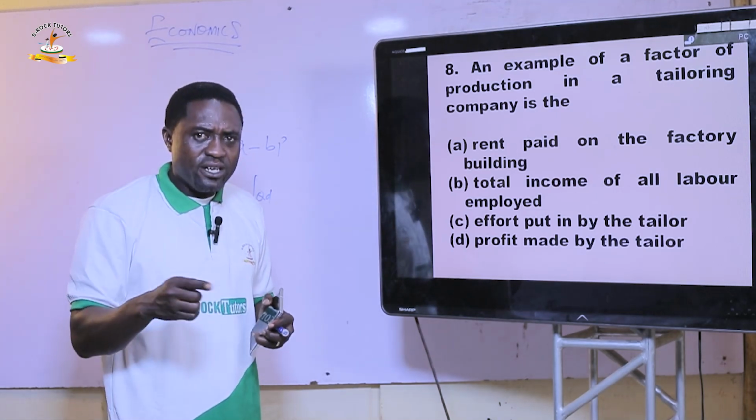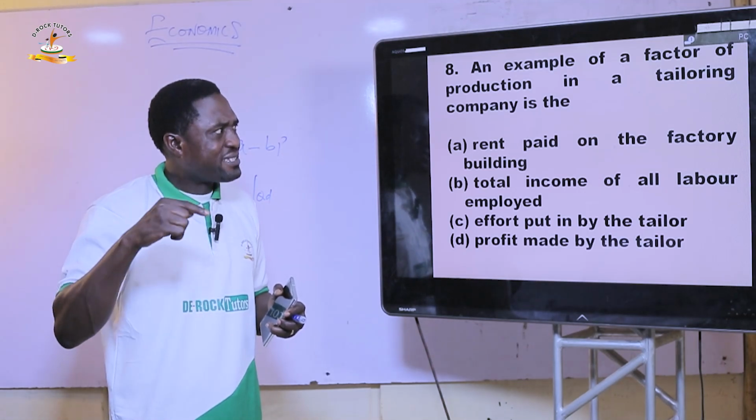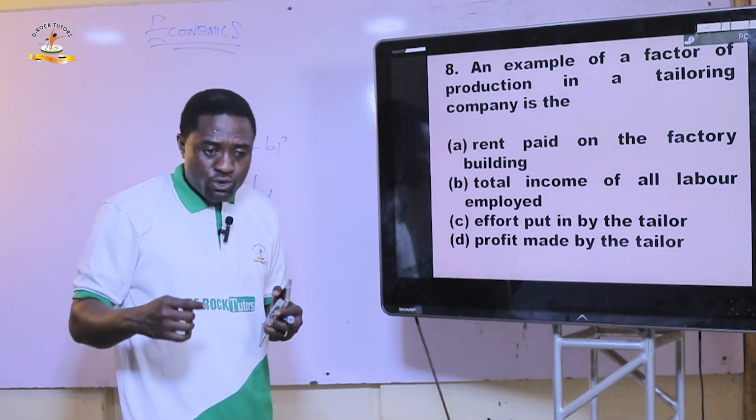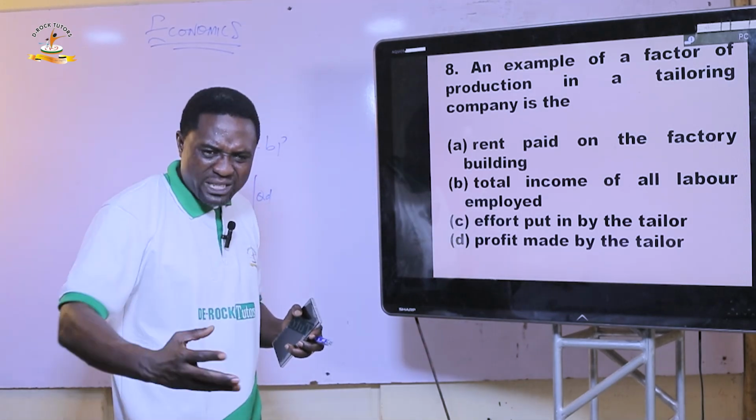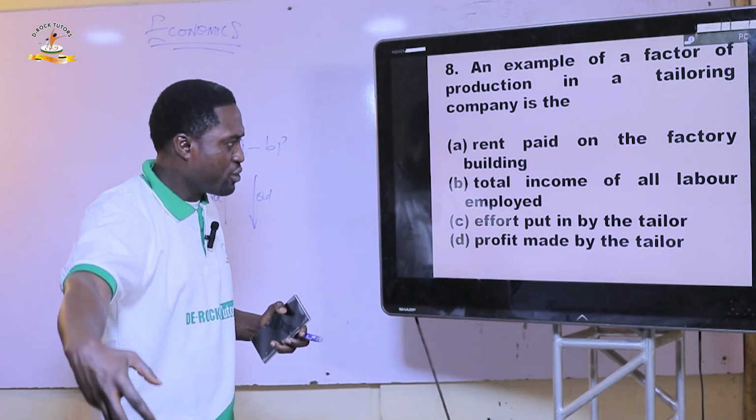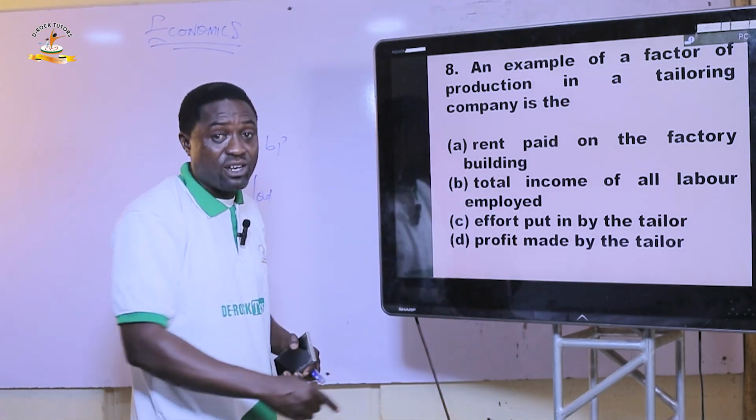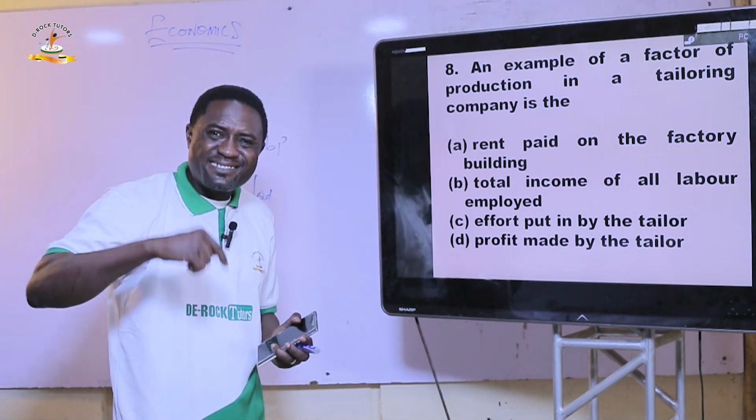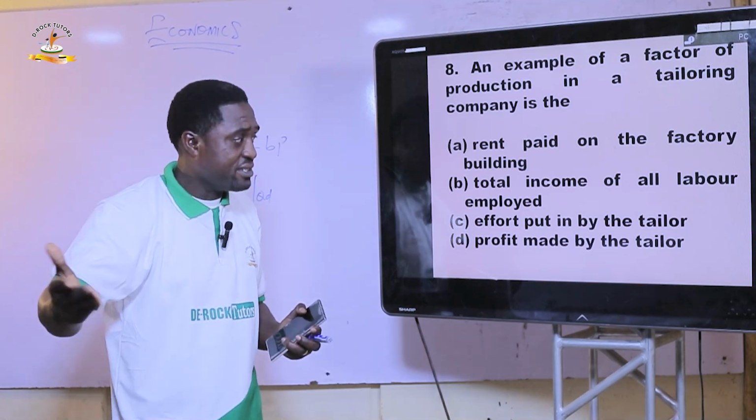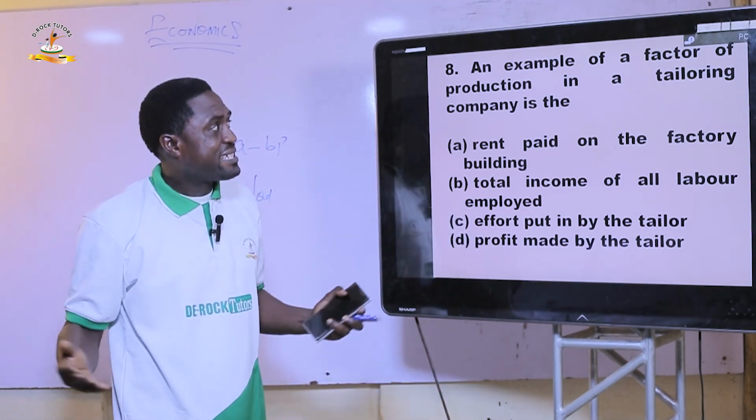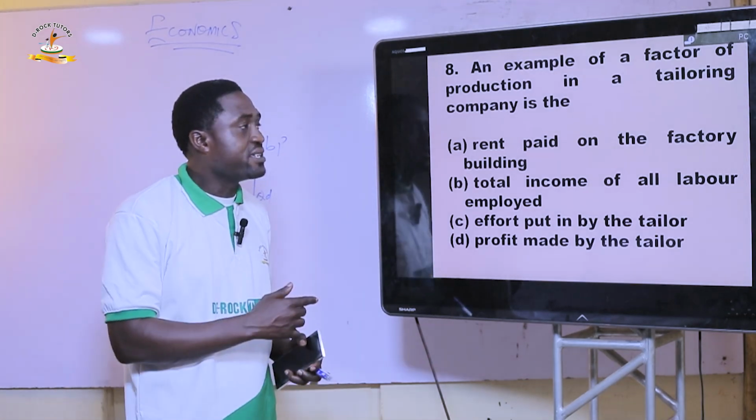Effort put in by the tailor. It is the effort put in by the tailor that can be categorized as a factor of production. Because a human being, as you engage in that production process, it is your effort you are putting in that represents the factor of production. So the perfect answer to that is C, effort put in by the tailor. Profit made by the tailor, like I said the other time, is the profit to an entrepreneur. But effort put in by the tailor is an example of factor of production in the tailoring company. So the perfect answer to that is C.